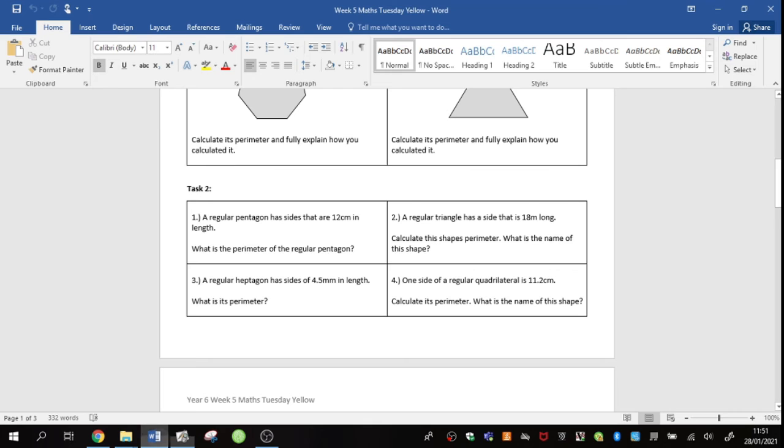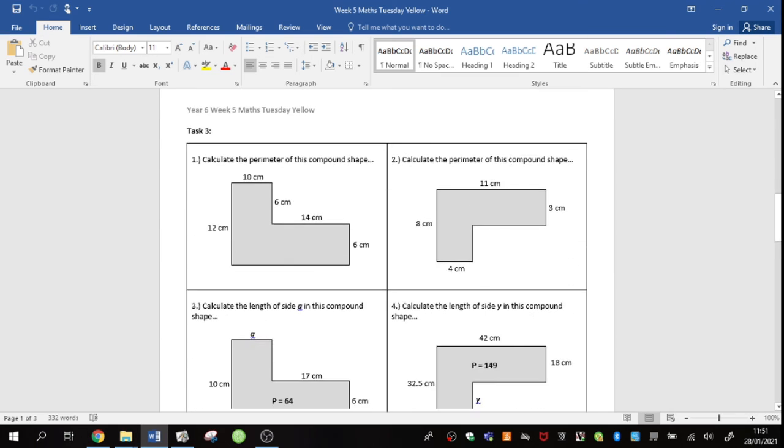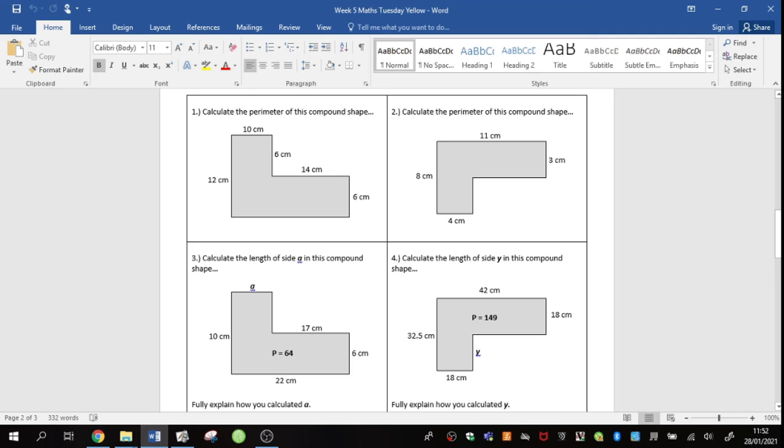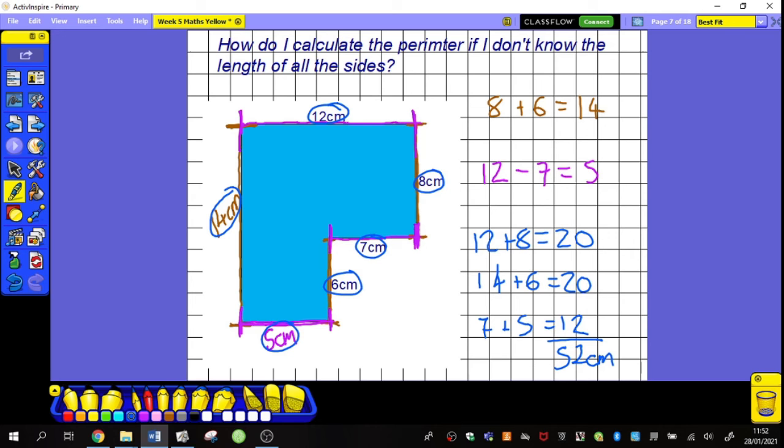What I'd like you to do now is pause the video and have a go at task 3, number 1 and number 2. When you get to number 3, calculate the length of side A. Play the video again and I will go through that.